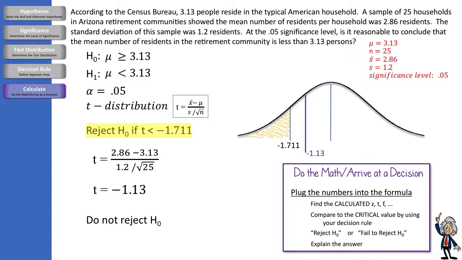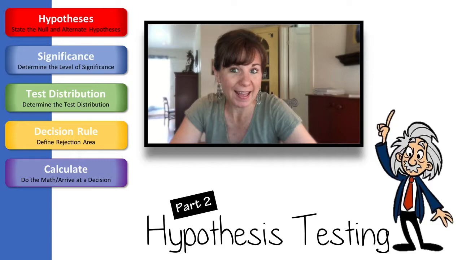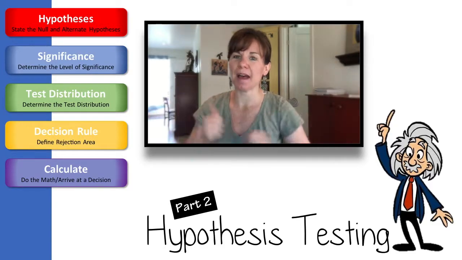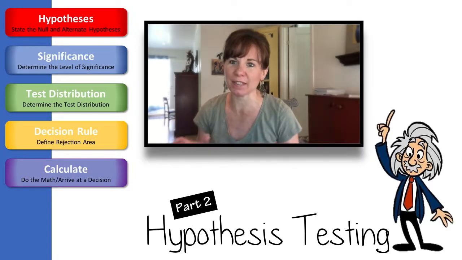And now the last step is to, well, we got to translate that back into English. So in this case, if we fail to reject H sub 0, that means that the mean number of residents in the retirement community is not less than the typical American household. Voila! A successful trip through hypothesis testing. Each step serves a very important purpose, so don't skip any of the steps.